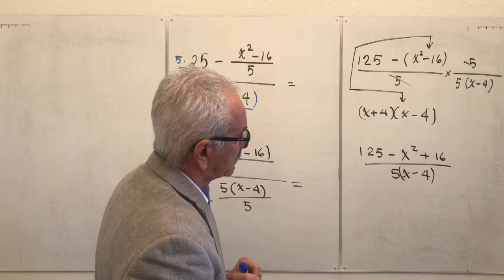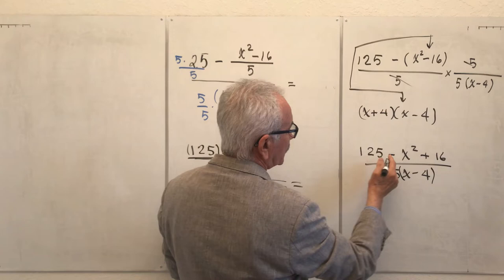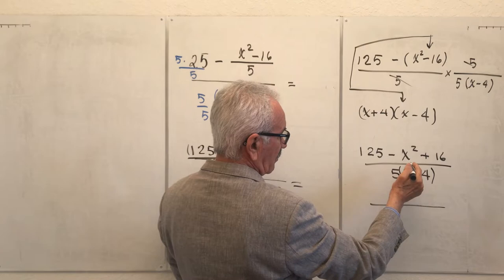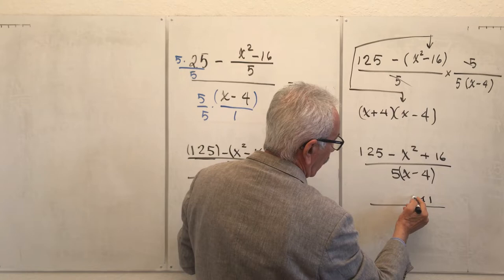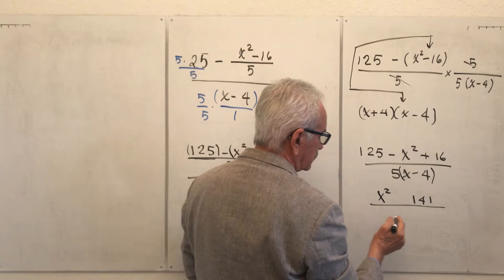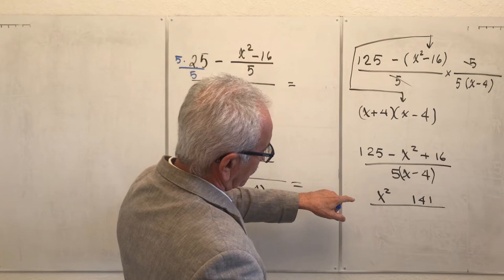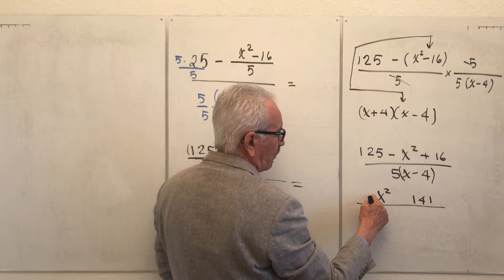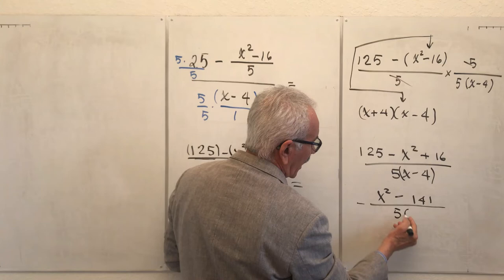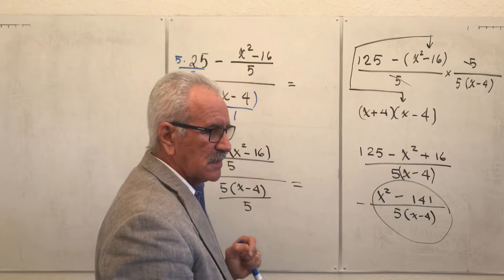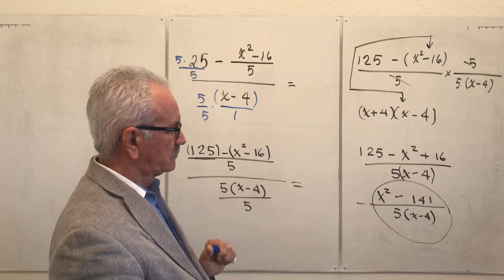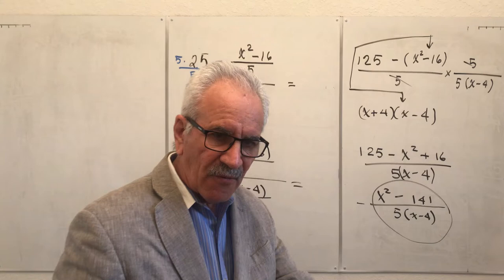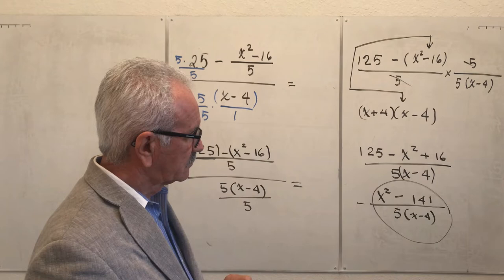The second one, 125 plus 16 will be 141, positive. And here x². But I don't want to use x² negative, so I will multiply everything by minus 1, and now plus and minus, and on the denominator, 5 times (x − 4). Simple expression. If you were looking for the factor form, any question?